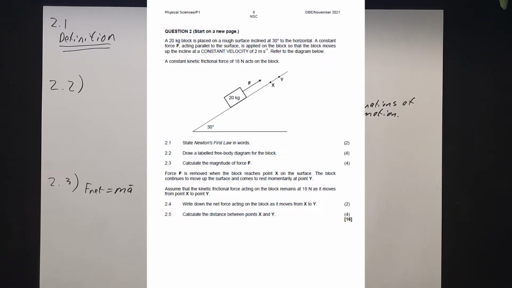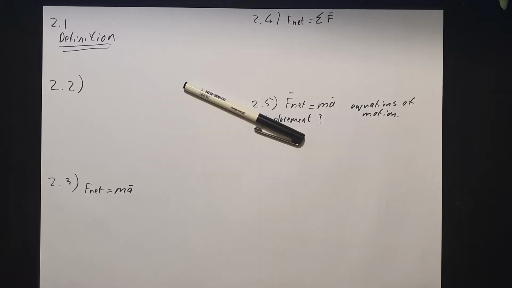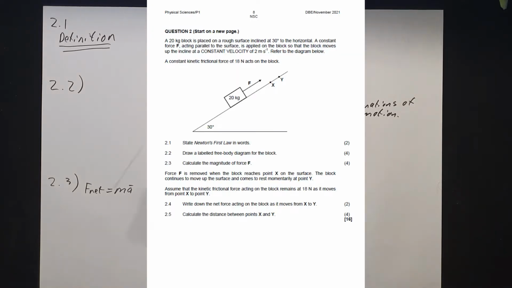Okay, so question 2.1 says state Newton's first law in words. So this definition, you guys can go and look up your definitions. I'm not going to focus on definitions. I would rather want to focus on the calculations and the drawings. Okay, so 2.2 says draw and label a free body diagram.